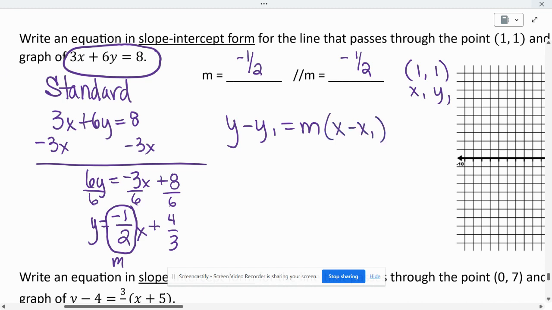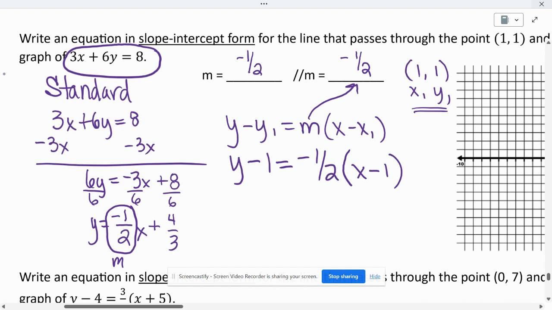Someone help me out. We're going to use this slope and these two values right here and plug them into this equation. What do you think, Jerry? You think you could write the equation? Dominic, help Jerry out. Y minus 1 equals negative 1/2 times the quantity of x minus 1. Perfect.